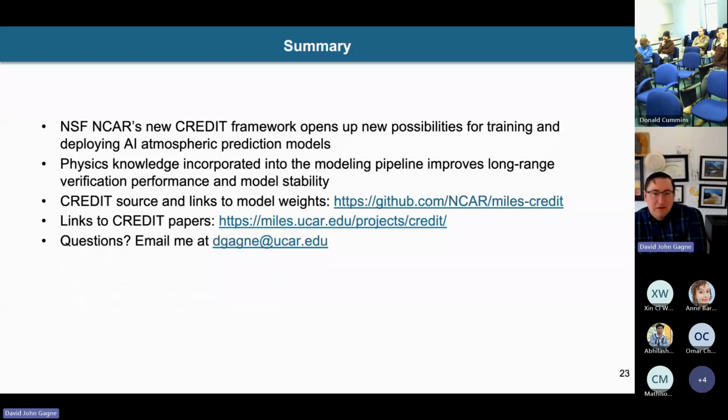So in summary, I think it's opening up a lot of new possibilities for training and deploying AI atmospheric prediction models. The physics and a lot of other design decisions are going to be very important in getting a performant model that runs really fast. And the code is already open. The new release is coming, but you can watch the pull request if you're really interested. We have a number of papers that are already out on arXiv.